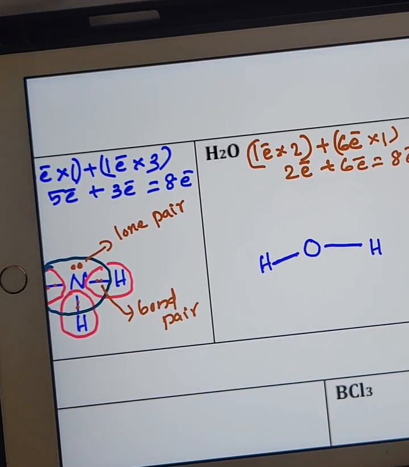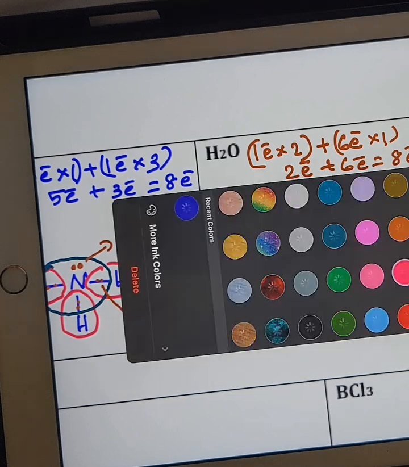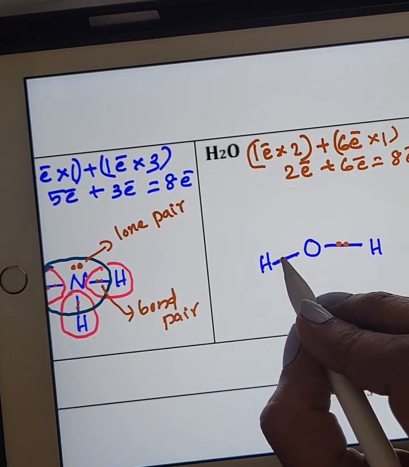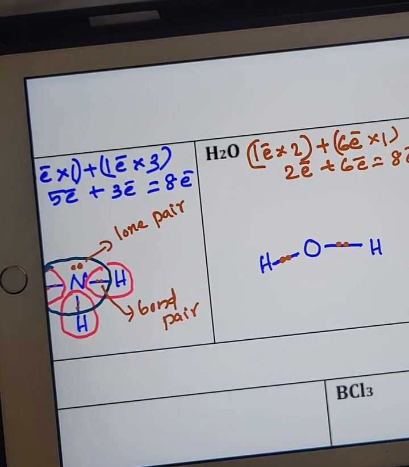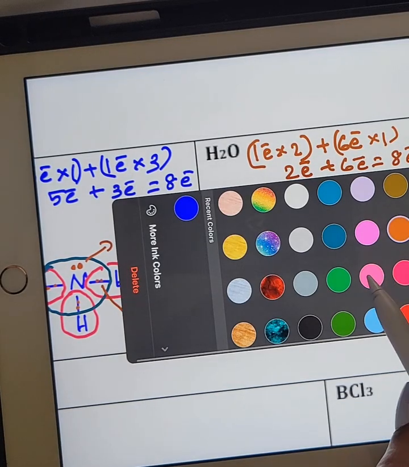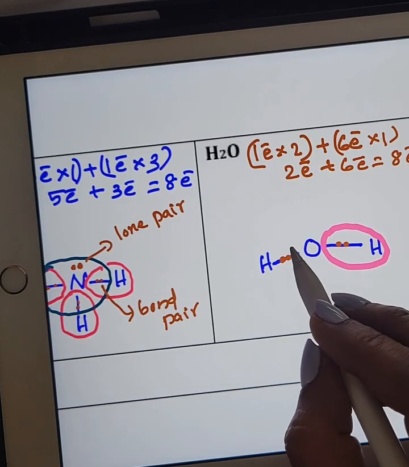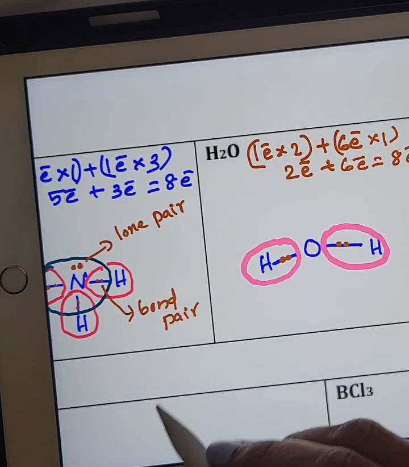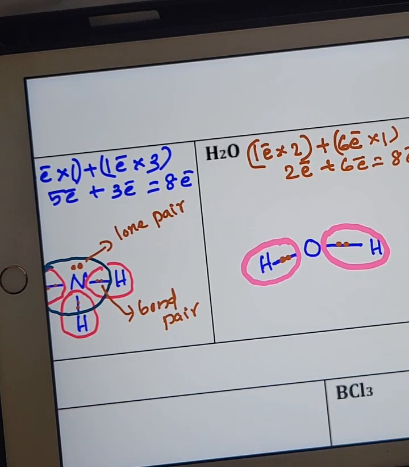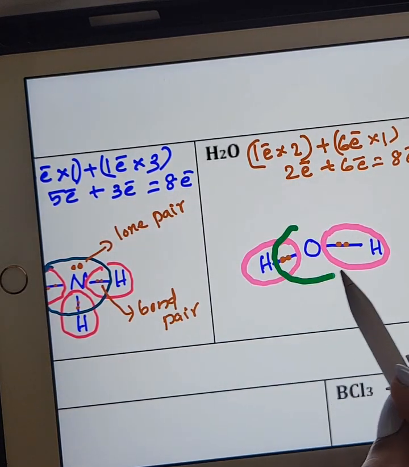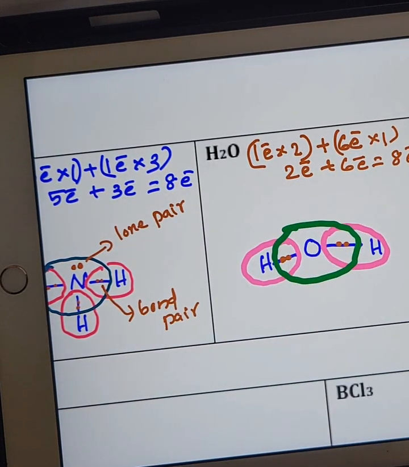Okay, now see the electrons. We had 8 electrons. Okay, we used how many? There is 2, 4. We used only 4. Now let's see, are all these atoms happy or not? Hydrogen is happy because it has 2. This hydrogen is also happy because it has 2. But what about oxygen? Oxygen has only how many? Oxygen has only 4. It needs 4 more.